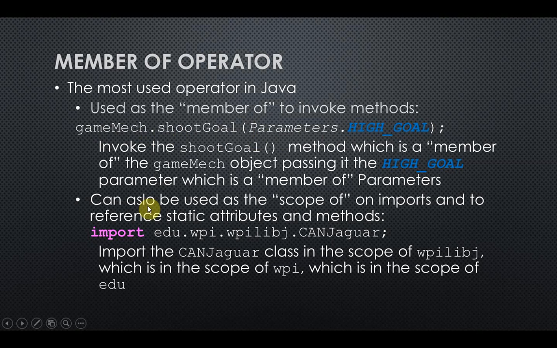You can also use it with the scope of. So we mentioned the import statement when we first looked at the structure of a Java class. Every single external reference you make use of has to be imported. So here's an import statement. I'm importing the CanJaguar class in the scope of WPI libj, which is in the scope of WPI, which is in the scope of edu.